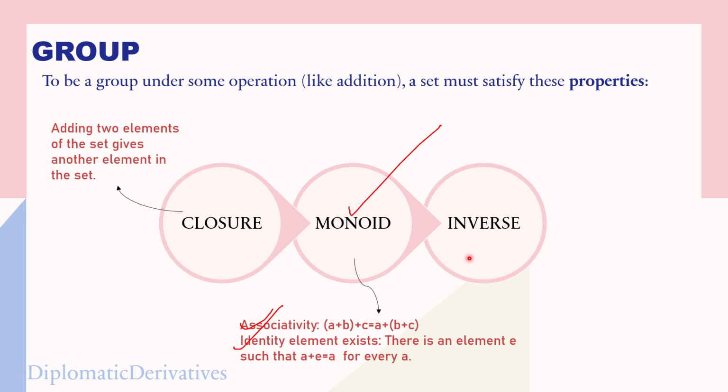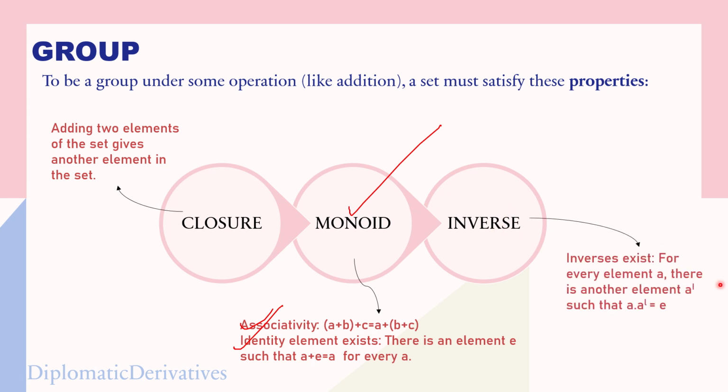So we have the first group axiom, the second and the third, and now the fourth one, which is inverse. Inverse must exist: for every element a, there is another element a inverse such that a times a inverse gives us the identity element e. If these four properties are fulfilled, we can testify that a given set is a group.